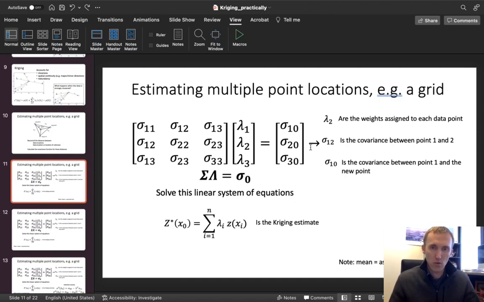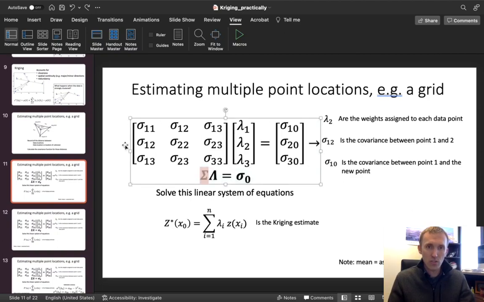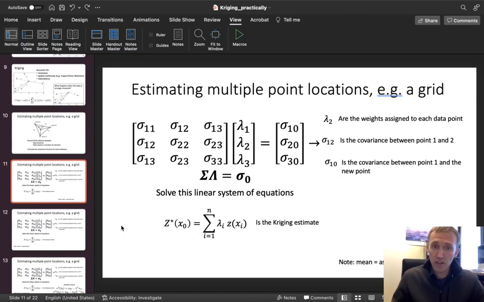And so then what this is going to give us, now hold on a second here, what do we know, what don't we know? So we know capital sigma, we know all these covariances. How do we know what those are? That's based on our variogram analysis.